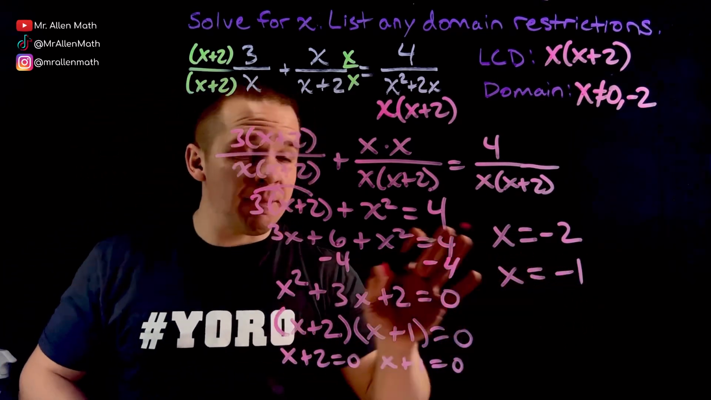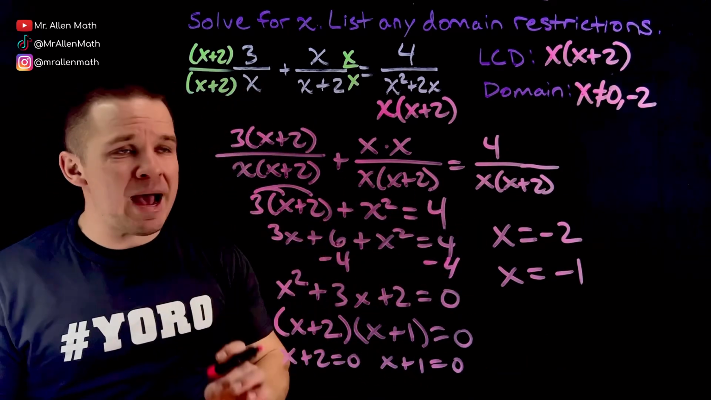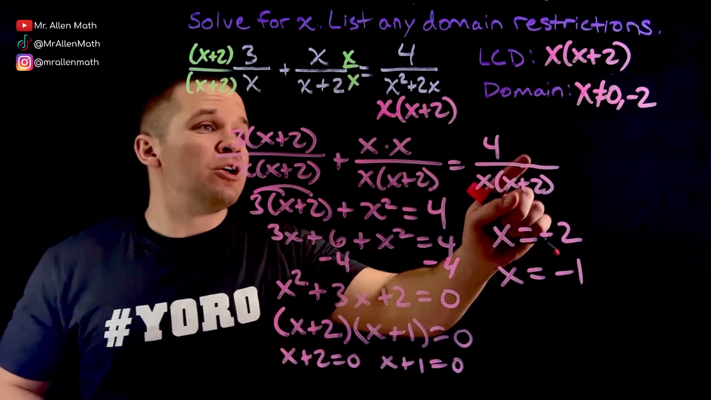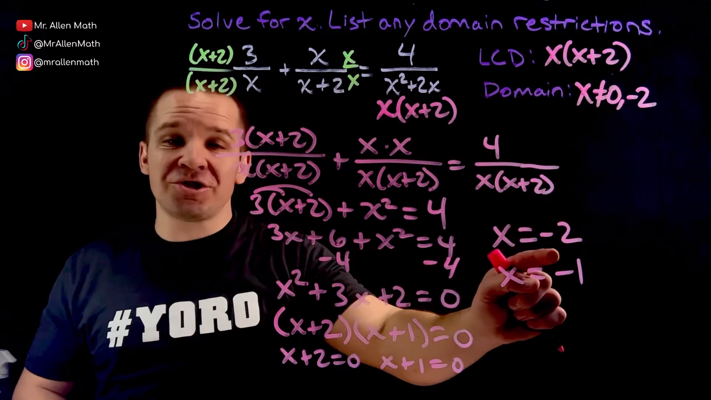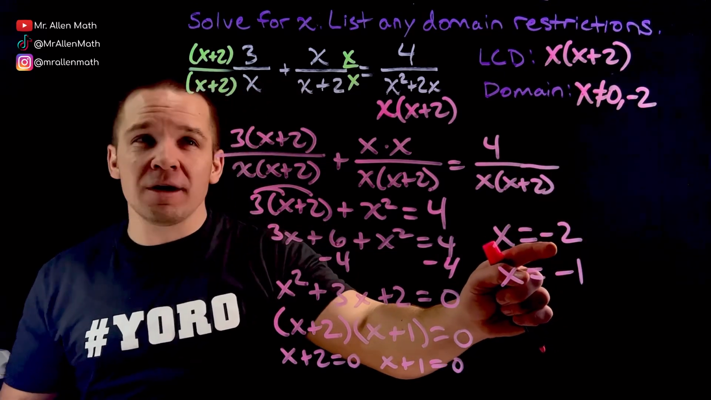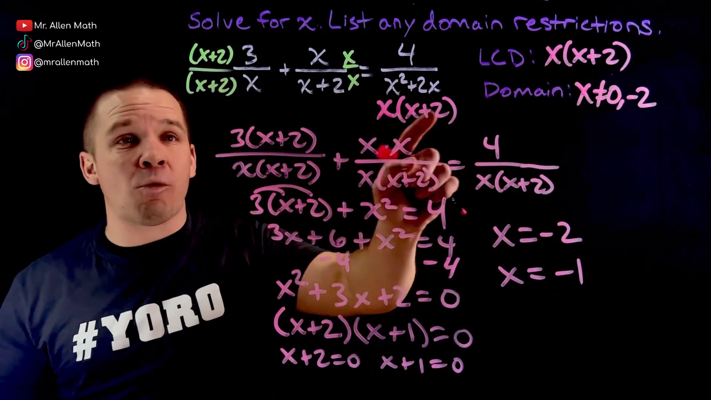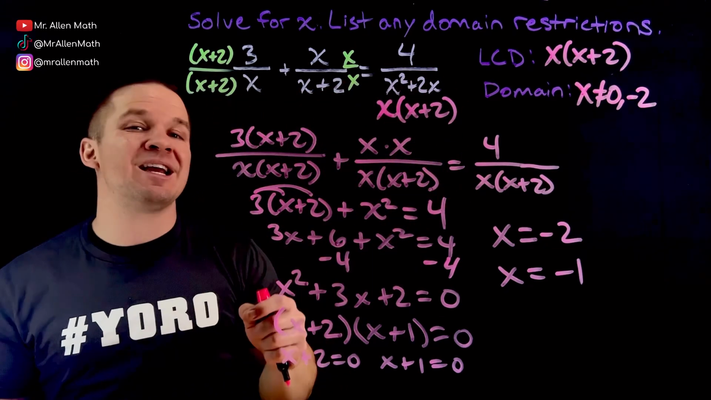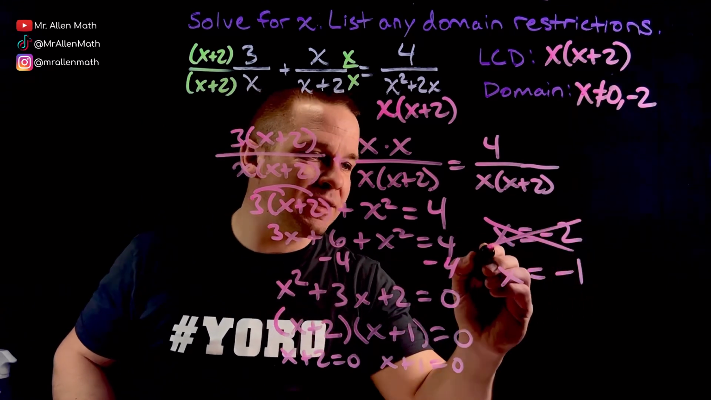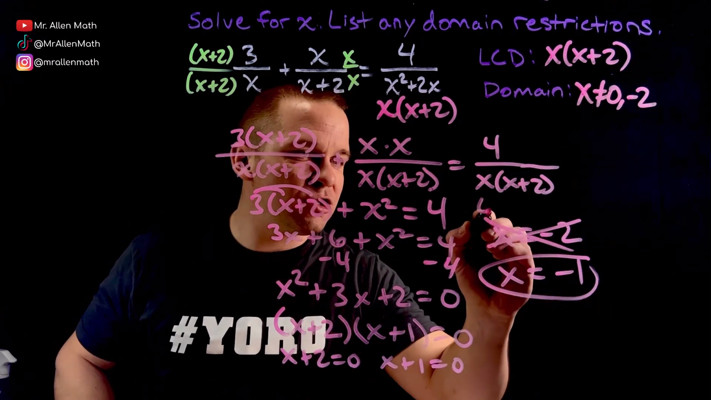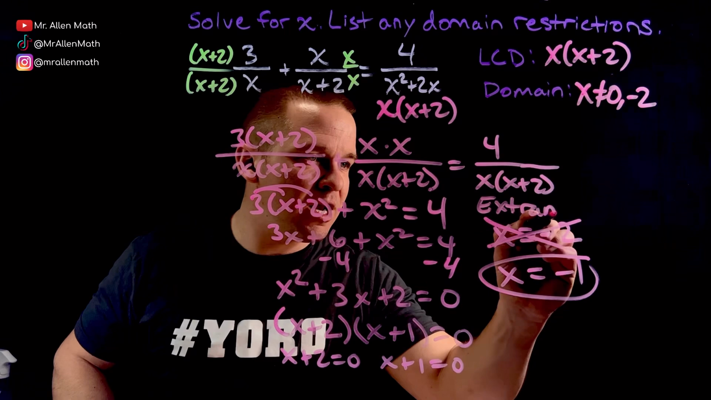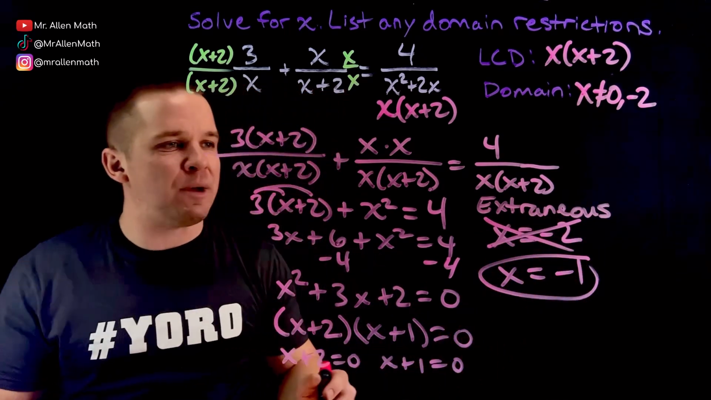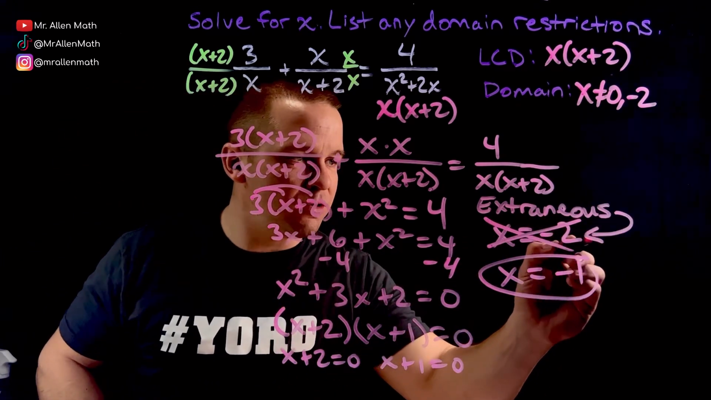Now, before we circle these answers, we got to check back at our domain restrictions. Domain restriction matches this guy right here. If I were to plug negative 2 into the original equation, my denominator right here and here would be 0, thus making it undefined. So I have to omit that right there. That is called an extraneous solution. Sound it out, spell it out. That is an extraneous solution right there.